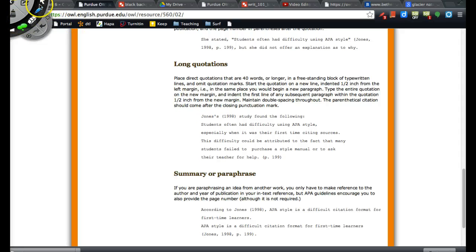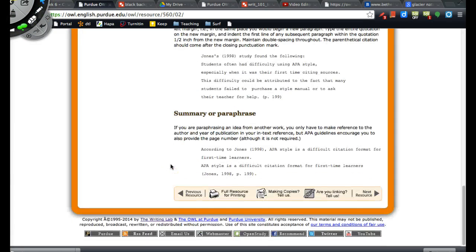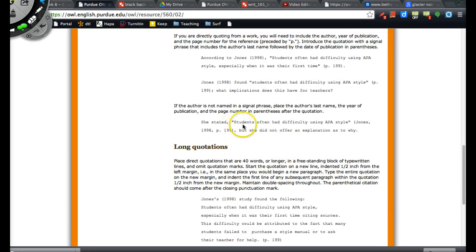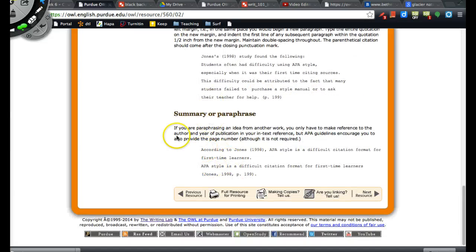All right, next example here, moving down, is how to summarize or paraphrase. So a direct quote, once again, going up here, a direct quote is you're taking the words of your author and you're taking them directly. You're putting quotes around it. Now down here, you're taking a paraphrase.